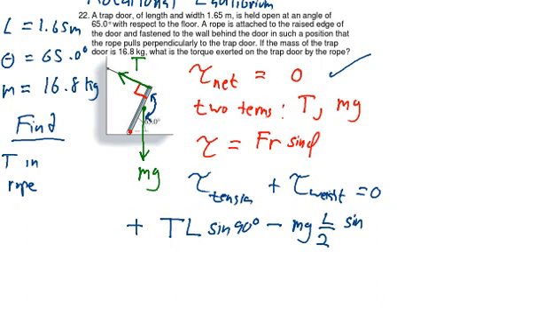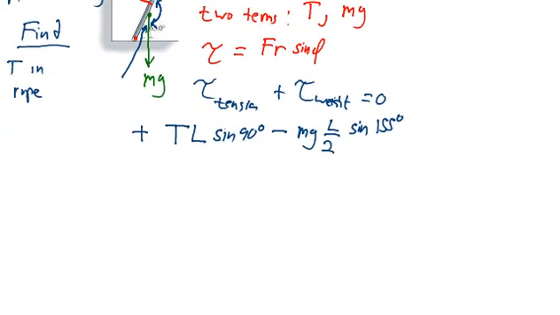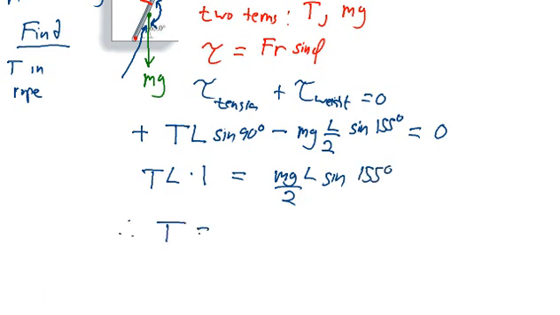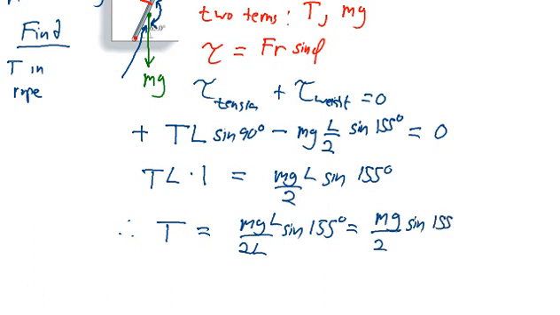So if the angle that the trap door makes with the horizontal is equal to 65 degrees, then that means that this little angle up here is 25 degrees, and then the other angle that we want to find would be 180 minus that, so that would be 155 degrees. So I can actually go ahead and solve this expression for the value of the tension. So T times L times 1 on the left-hand side equals mg L over 2 times the sine of 155 degrees. Therefore, the tension equals mgL over 2L sine of 155 degrees. The L's cancel out, so I get mg over 2 times the sine of 155 degrees.